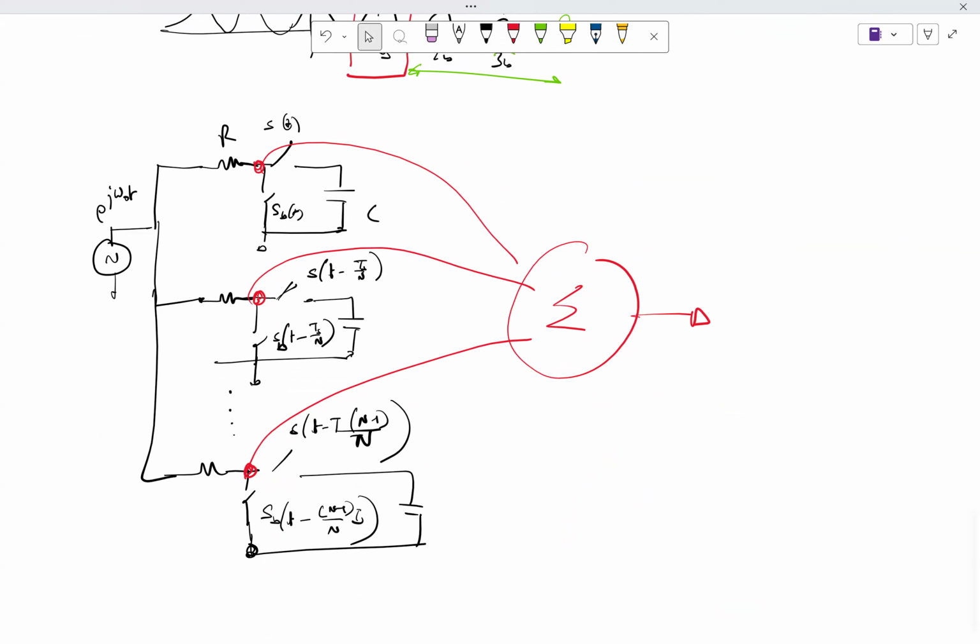Is that not clear? After I drew this, hopefully it will become clear. The previous part was theoretical. This is at least a circuit.